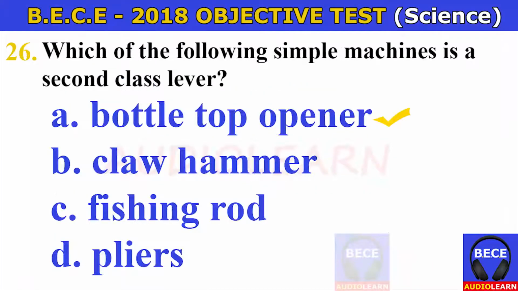Number 26. Which of the following simple machines is a second-class lever? A. Bottle top opener, B. Claw hammer, C. Fishing rod, D. Pair of pliers. And the answer is A. Bottle top opener. Which of the following simple machines is a second-class lever? Bottle top opener.